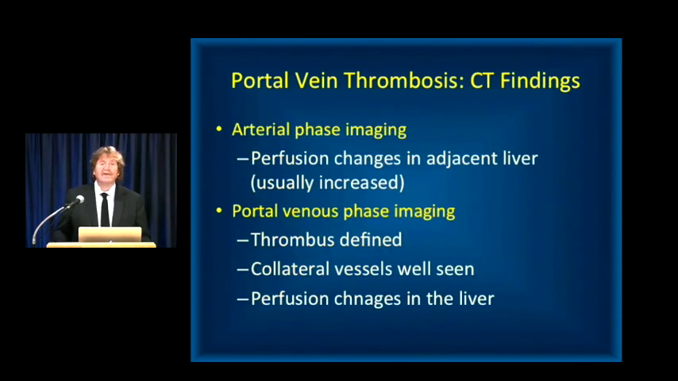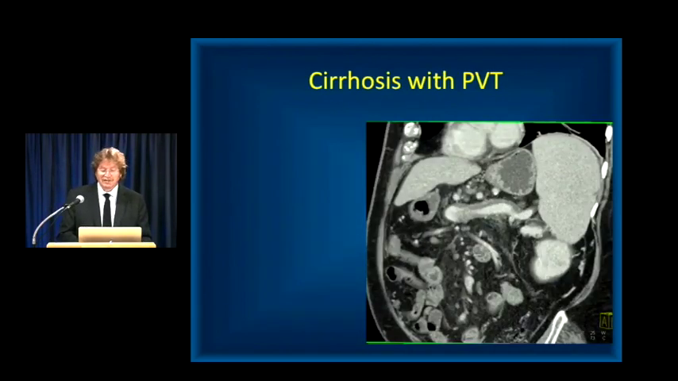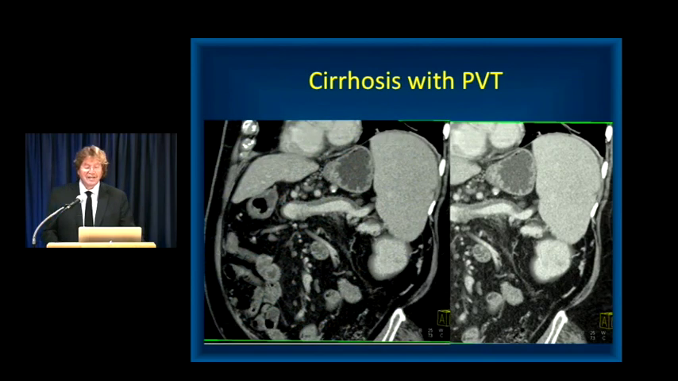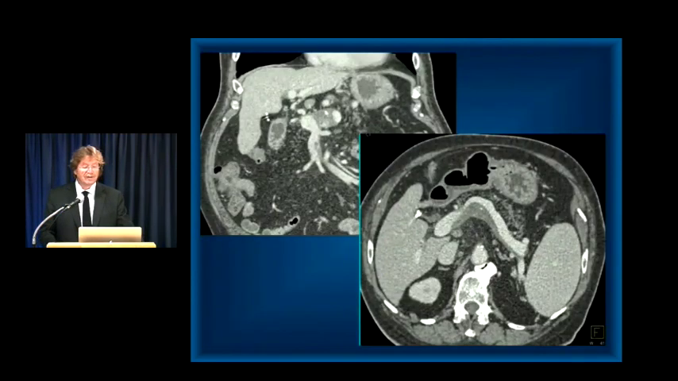When you have portal vein thrombosis, on the arterial phase imaging, perfusion is usually increased, and on venous phase imaging, you're better able to see the thrombus, you're better able to see perfusion changes, as well as collateral vessels. And here's just a nice example with partial portal vein thrombosis and some of the perfusion changes in the liver.